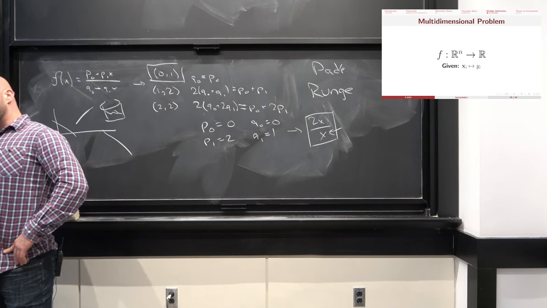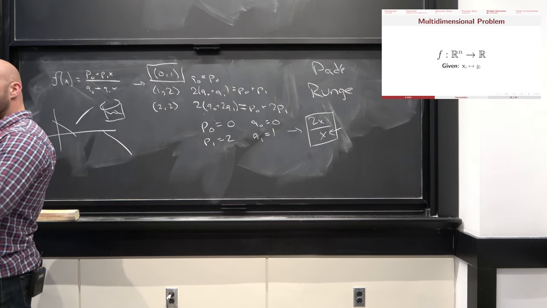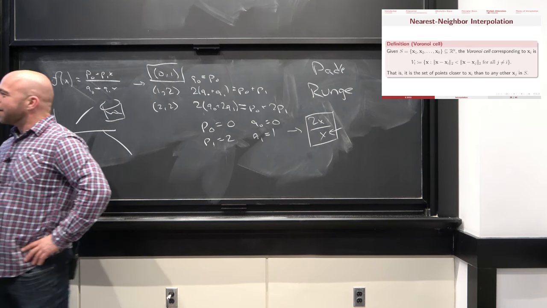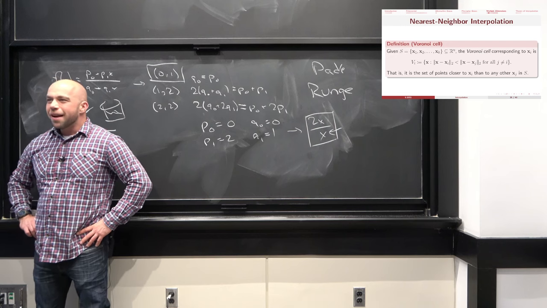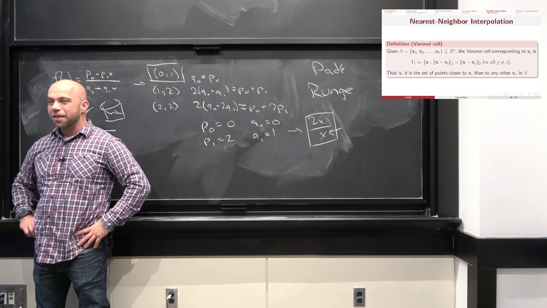So there's a lot of things that we can do. We could go through the last list of bases and work out similar analogies to each one. So, for example, nearest neighbor interpolation is still perfectly fine. You might ask, what is the basis for nearest neighbor interpolation for bigger dimension than 1?